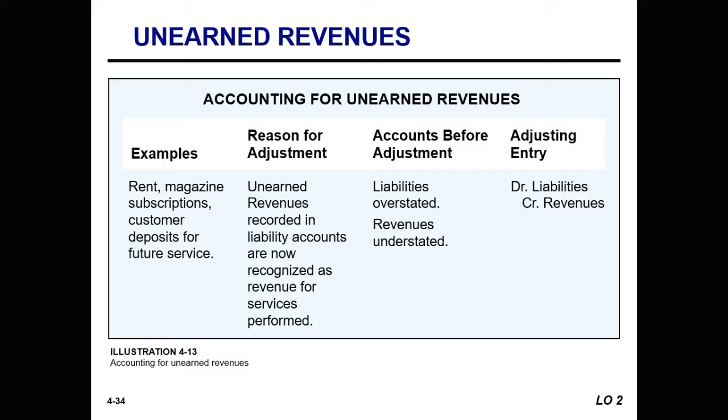When accounting for unearned revenues, they can be any variety of situations where we receive the cash before providing the service. We are making adjustments to recognize the amounts of revenue that are actually earned as those services are performed. And before we engage in our adjusting journal entry, our liabilities are overstated and our revenues are understated. Therefore, to adjust, we need to debit or decrease our liabilities and credit or increase our revenues.